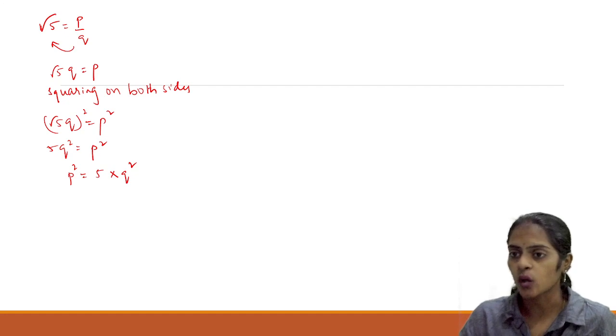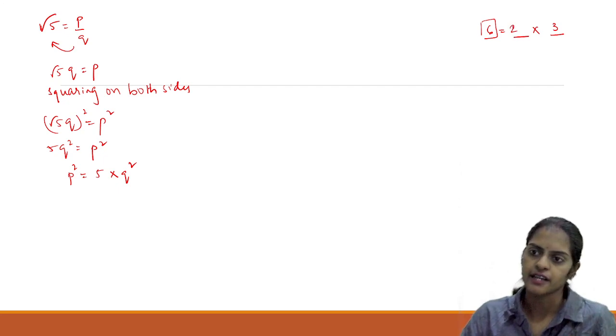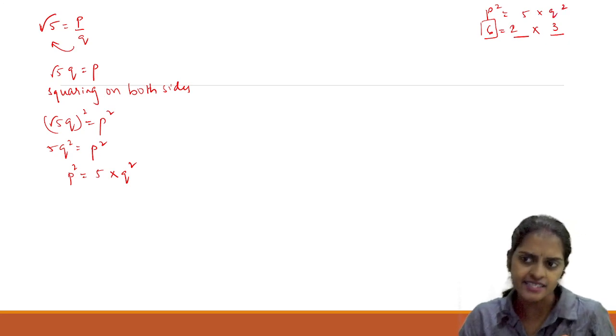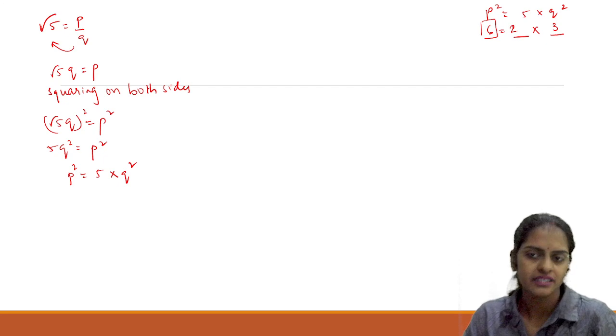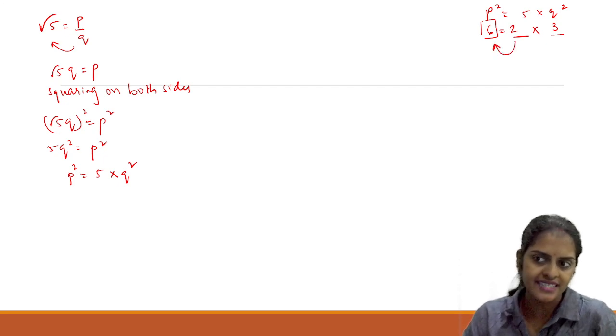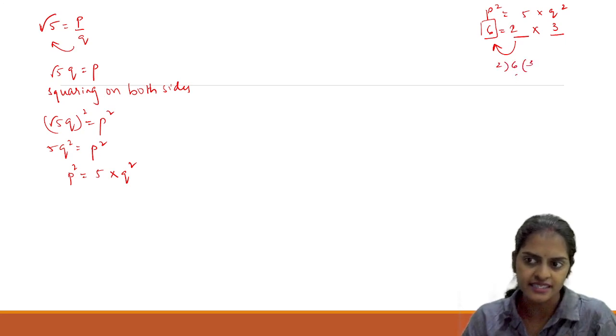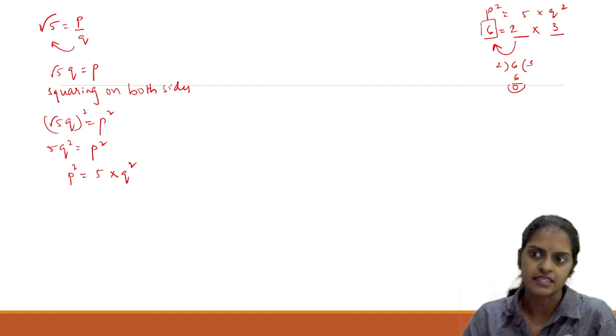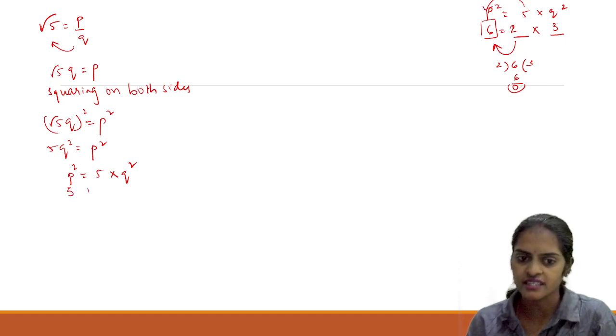So I got here that one number is equal to the product of two numbers. For example, 6 is equal to 2 into 3. I got p square equal to 5 into q square. It is just like 6 equal to 2 into 3. So when 6 is equal to 2 into 3, can I say 2 divides 6? Yes, it will divide, isn't it? So this is also the same. Can I say 5 divides p square then? Yes, absolutely. 5 divides p square.